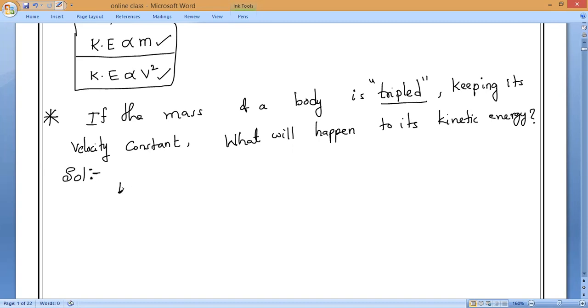So, we know the kinetic energy of a body formula, all of you? We know that kinetic energy of a body. What is the formula, Mr. Arun?